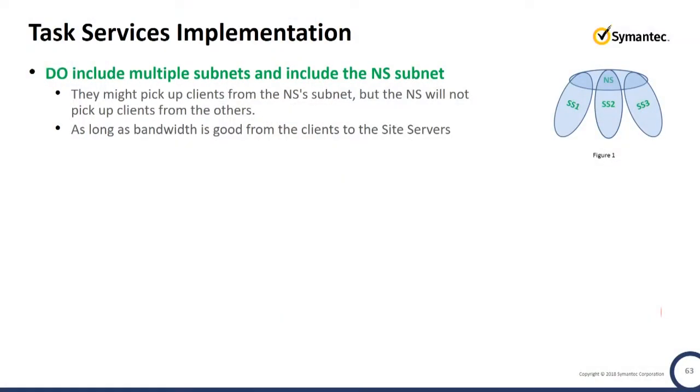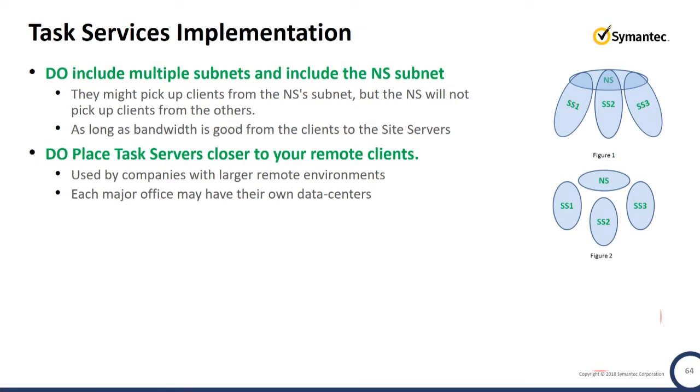All right, so here's some guidance for task services implementation. So we recommend that you include multiple subnets within the notification server subnet. So we're basically saying you can have all the sites you want, but make sure the notification server site is part of it, right? There's nothing wrong with that. Okay, make sure that bandwidth is good in this situation. Also, do place task servers closer to your remote clients. So again, if you have 5 sites all around the world, make sure there's a task server at each one to help out with the load. Okay.